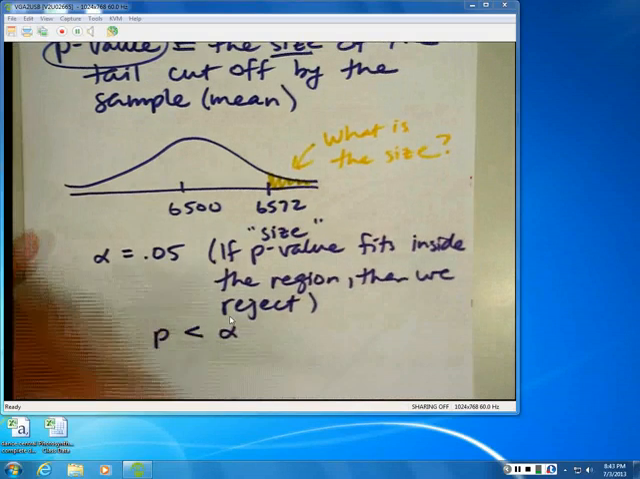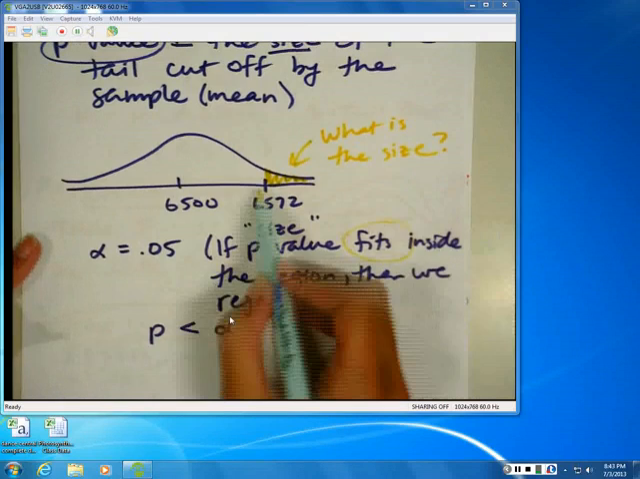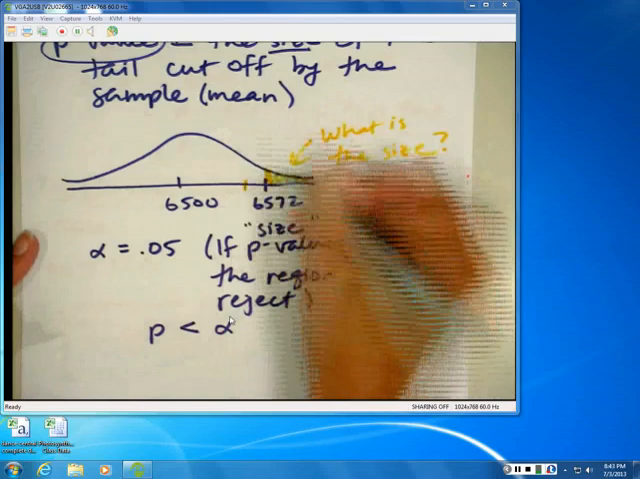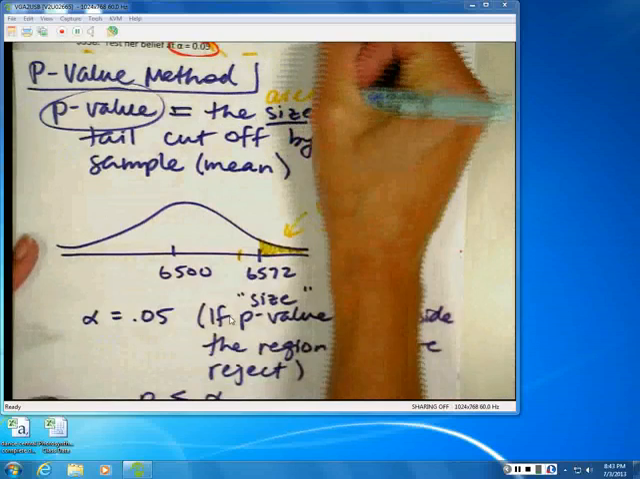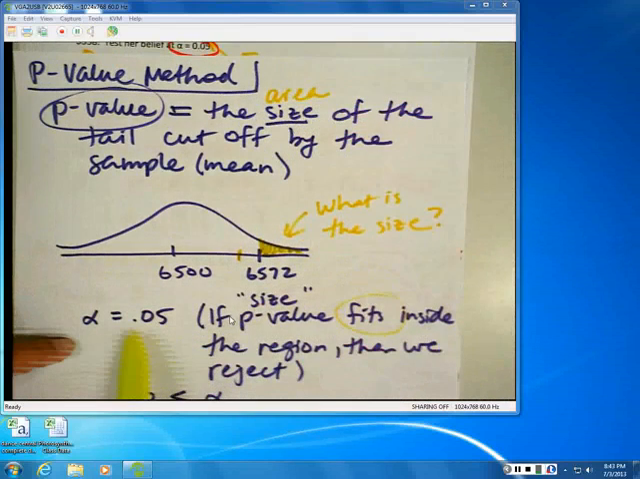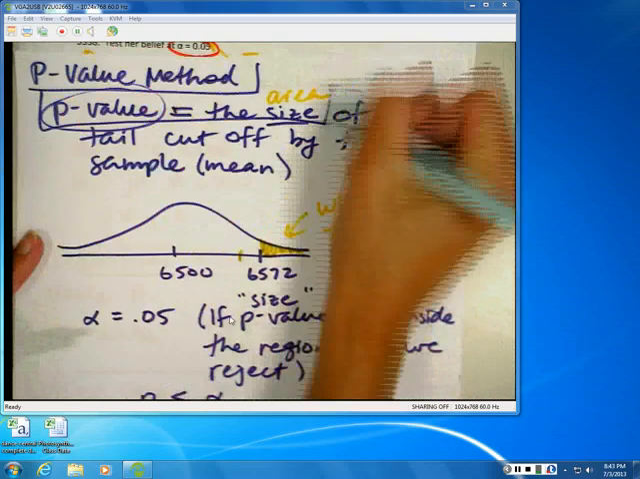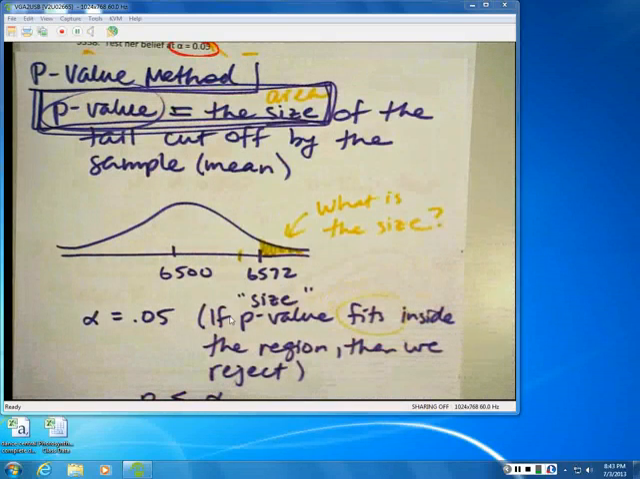Well, I really like this notion of fitting inside. We're not doing z-scores, so we're not looking at just a cutoff number on the normal curve. Instead, we're looking at an area. So when I say what's the size, I'm really saying what is the area of the region. It's got to be 0.05 or smaller if it's going to fit into the rejection region. Okay, so if you can remember that the p-value is equal to the size or the area, you are pretty much there.